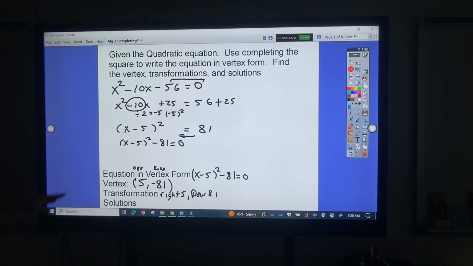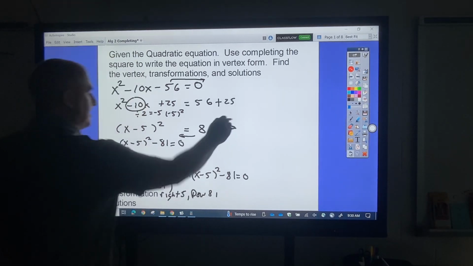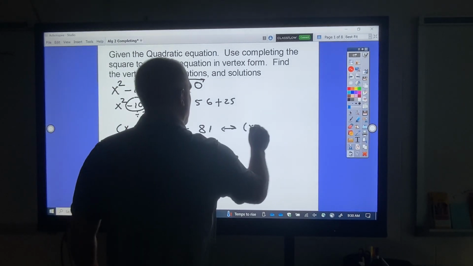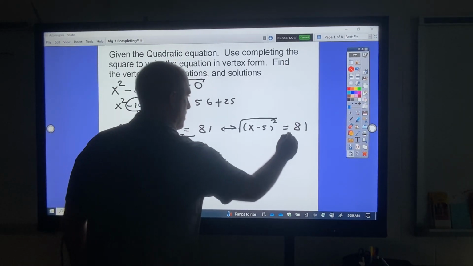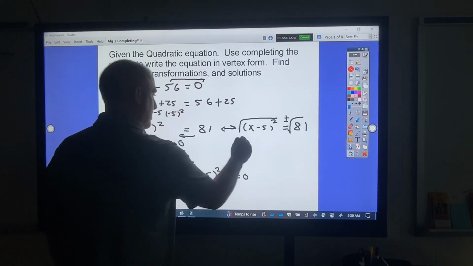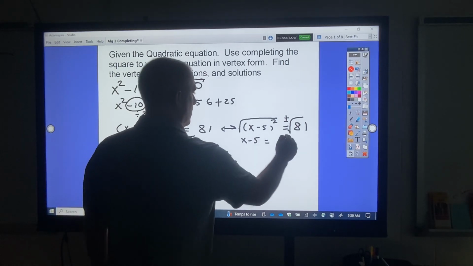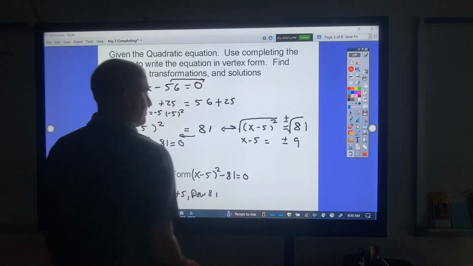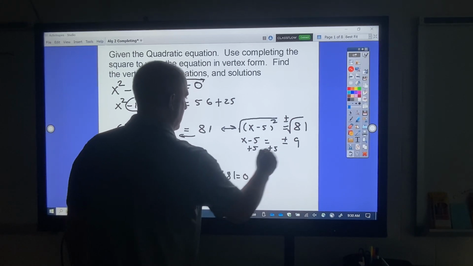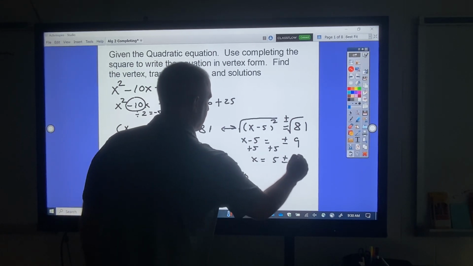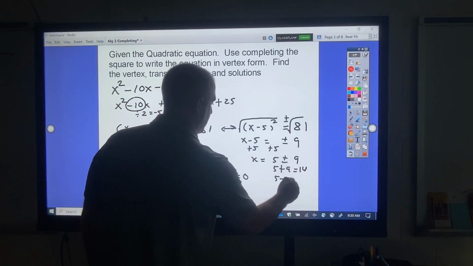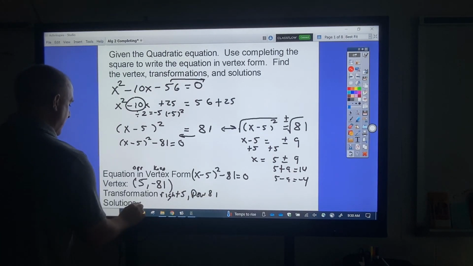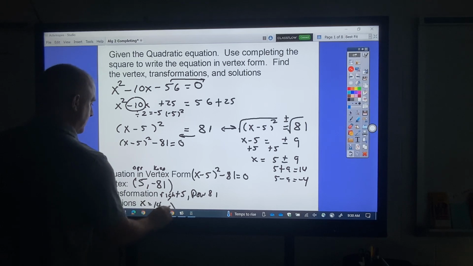Now, let's talk about how you get the solutions. This part is new. At this point, instead of moving that back, I'm going to solve by square roots. We did that earlier in this unit. Square root plus and minus. So that turns into x minus 5 equals the square root of 81, which is 9. Then I add 5 in here, so x equals 5 plus and minus 9. What does that mean? 5 plus 9 is 14, and 5 minus 9 is negative 4. So my solutions there are x equals 14 and x equals negative 4.